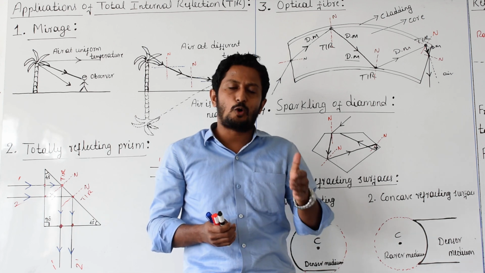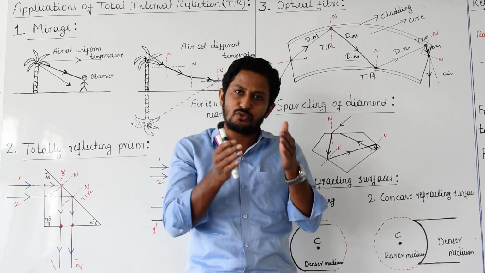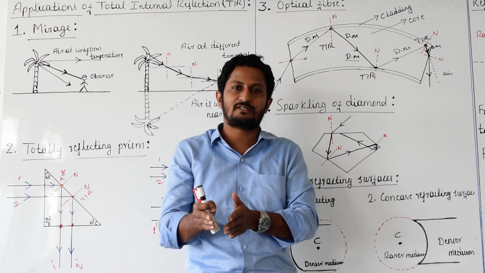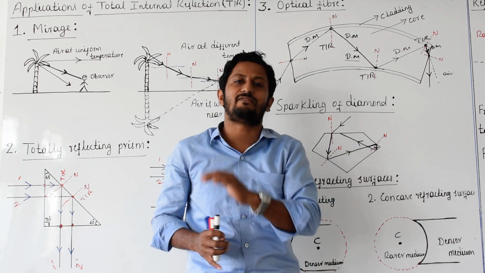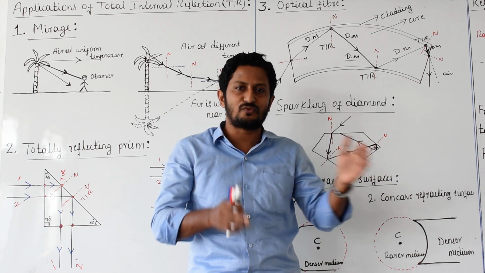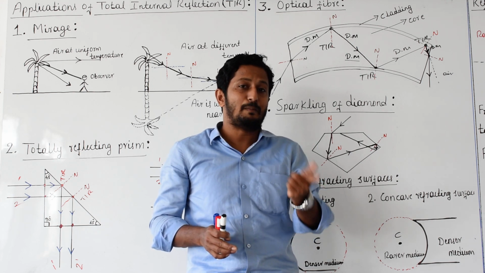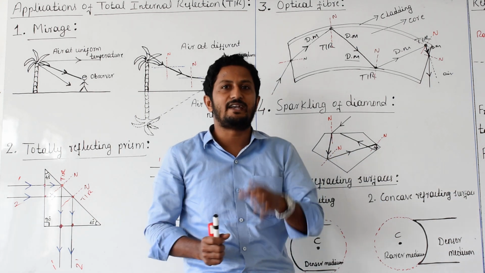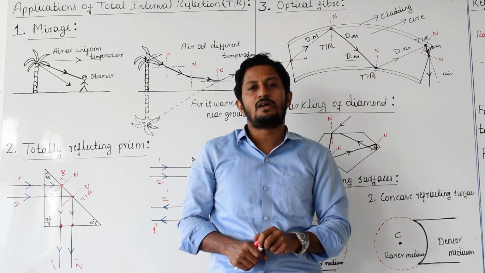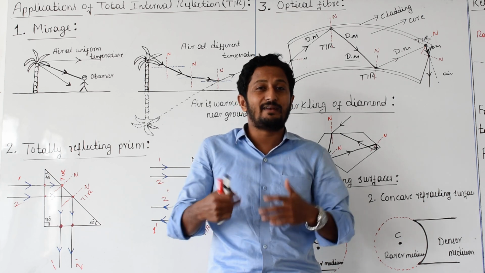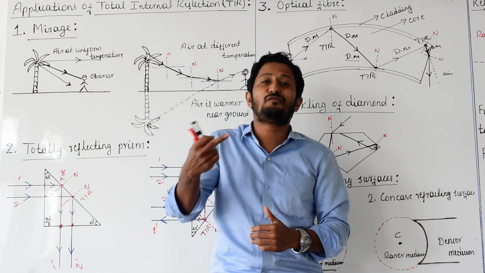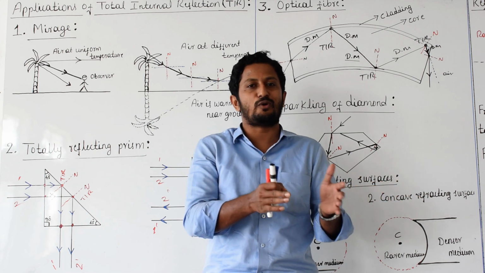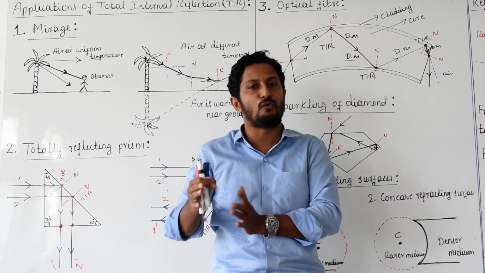Then next, these optical fibers are used to find the temperature, pressure and flow rate of any liquid. And even these optical fibers are used to find the blood flow rate, what we call BP. These optical fibers are used in finding blood flow rate.